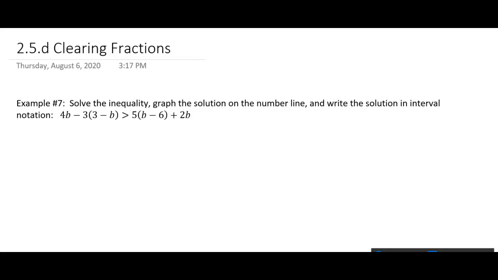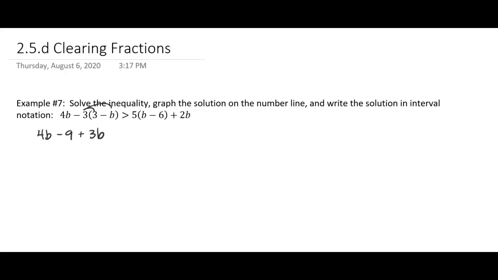So we have another problem, example 7. It's an inequality. We want to solve it, graph it, and write the interval notation. Okay, so it looks like we've got some distributing to do. For b, it's going to be minus 9. So I'm taking that negative 3 times 3 is negative 9. And then a negative 3 times a negative b, it's going to be plus 3b.